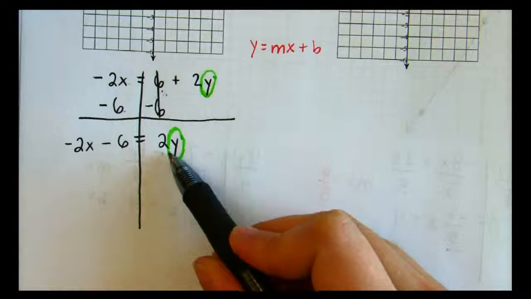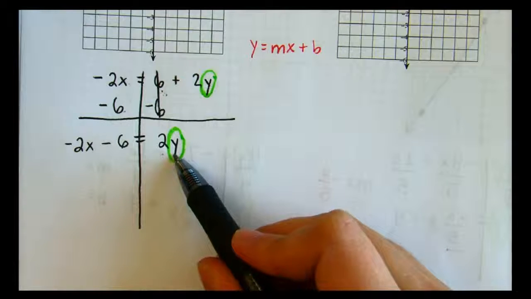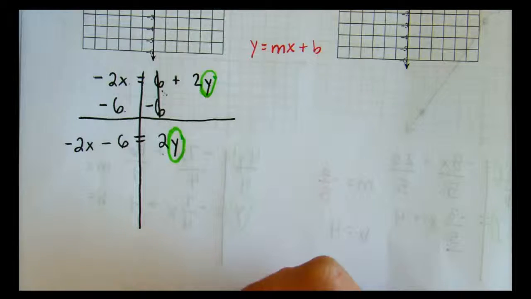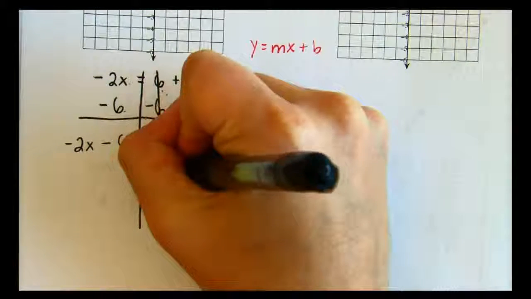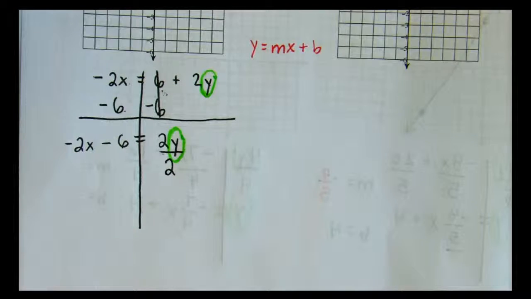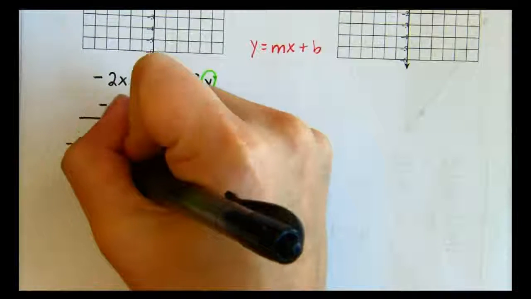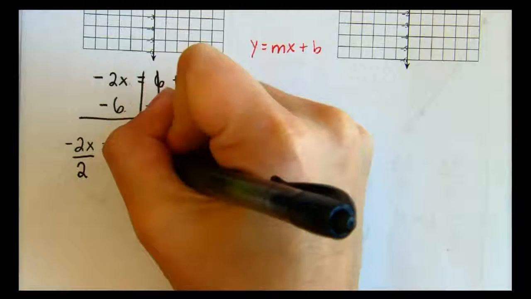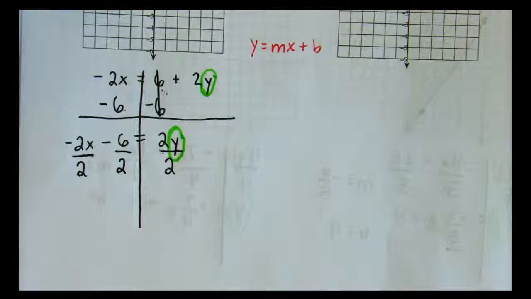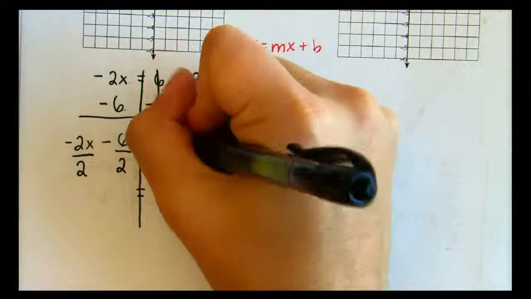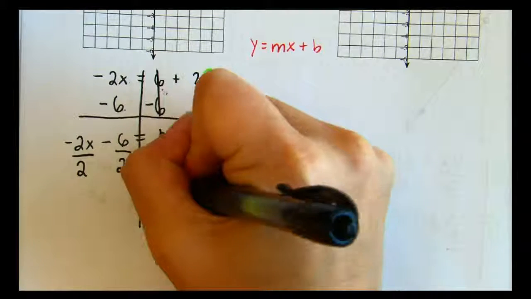Okay, 2 is being multiplied with y, so the inverse, or the opposite of multiplication, is division. I'm going to divide this side by 2. So remember, I'm going to divide every single term on the other side also by 2. So over on this side, my 2's cancel out. I'm left with y.